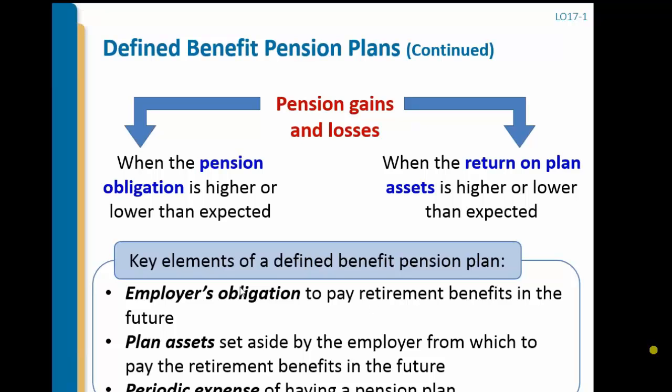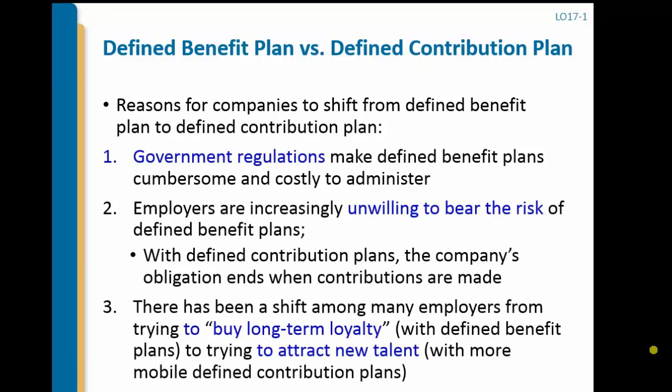So key elements of defined benefit plan is the employer's obligation to pay benefits. Plan assets are the assets that are held by the plan administrator. And when we're talking about pension gains and losses, we're talking about gains and losses specifically related to these plan assets. There are expenses, and we'll talk about these expenses next. So basically what we're looking at is why companies are moving away from defined benefits and moving towards defined contribution. And the exceptions are basically government entities as well as union shops where it's very difficult to make these changes.